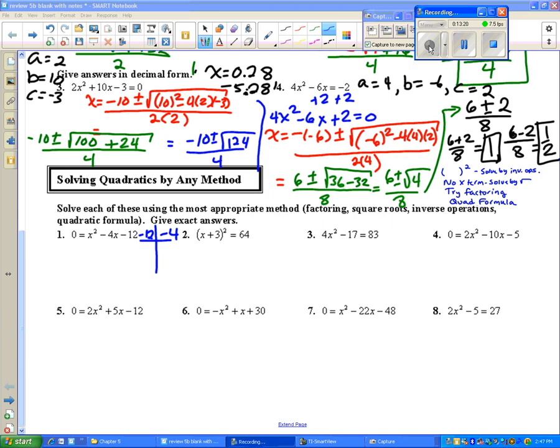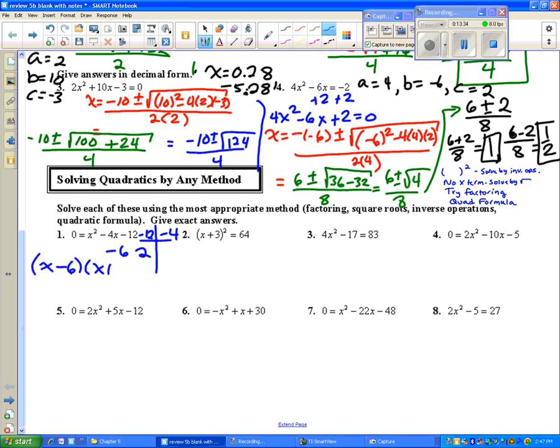So what multiplies to be negative 12 and adds to be negative 4? I'm coming up with negative 6 and positive 2. So then my factors are going to be x minus 6 times x plus 2, and that's equal to 0. If I were to FOIL that out, I would get x squared minus 4x minus 12.